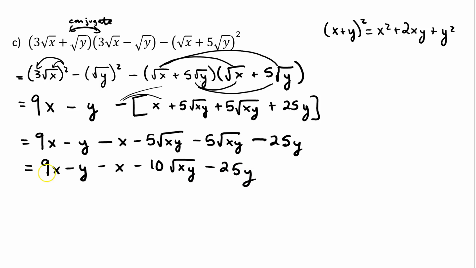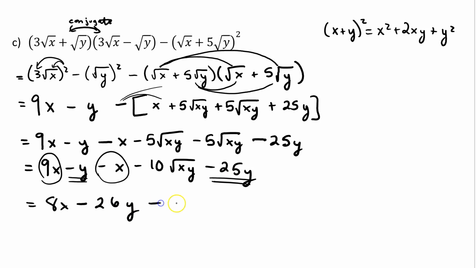So we have a few like terms here. We have 9x minus x, so we have 8x. We have negative y minus 25y, so that's negative 26y. And then I say minus 10 root xy.